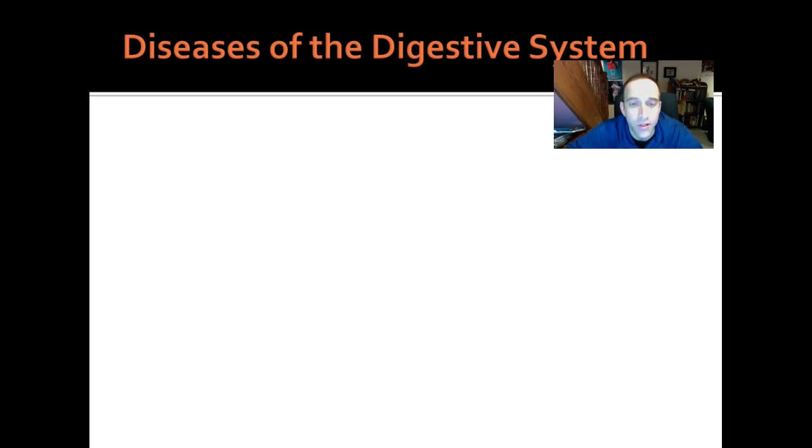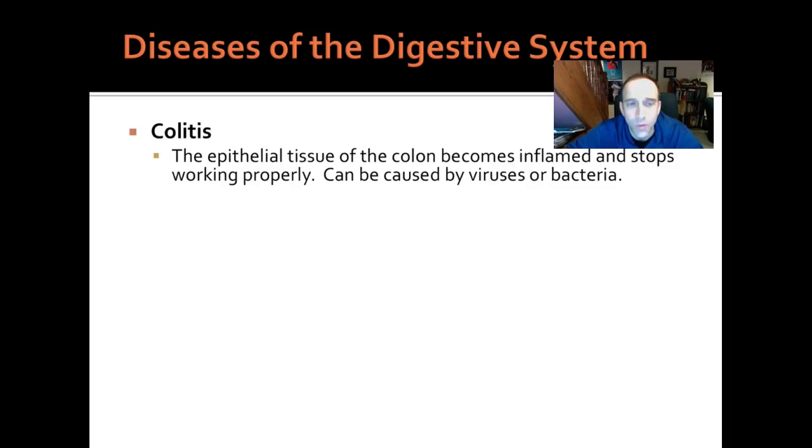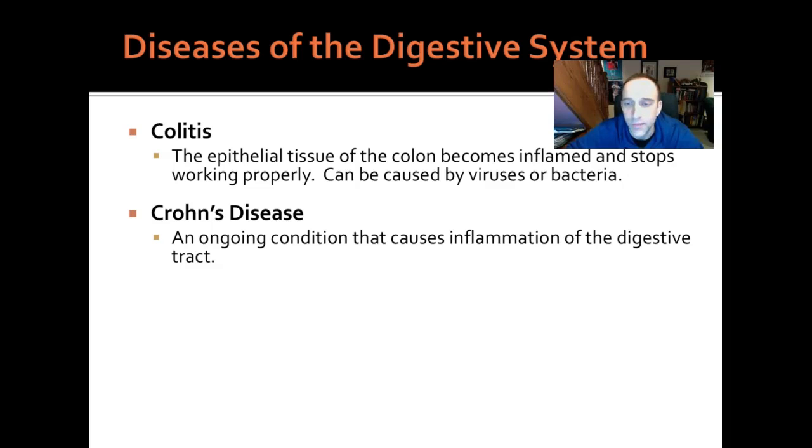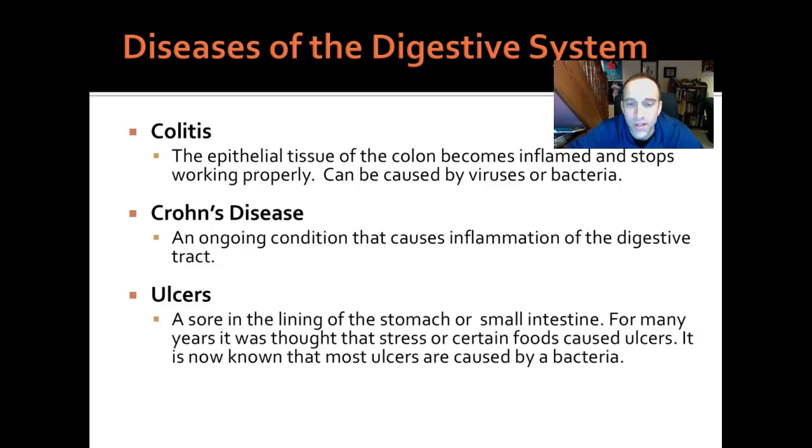Unfortunately, there are health conditions and diseases that can have a negative impact on our digestive system. Those include colitis, when the epithelial tissue of the colon becomes inflamed and stops working properly, causing discomfort. This can be caused by viruses or bacteria. Crohn's disease is an ongoing condition where the digestive tract is inflamed. Ulcers, once thought to be caused by stress or certain foods, are now caused by bacteria. These result in a sore in the lining of the stomach or small intestine.